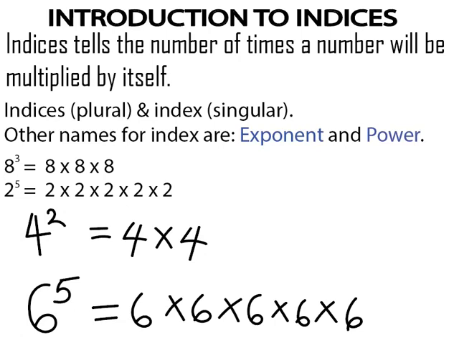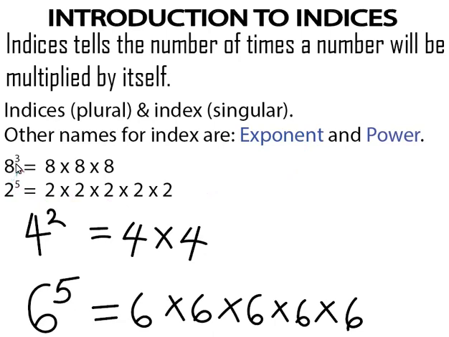I want to look at an introduction to indices, index notation. The plural form of index is indices, and the singular form is index. Here we'll get to understand that indices tell the number of times a number will be multiplied by itself. So it's talking about power or exponents. Index notation is a method of shortening the product of numbers of equal factors, or numbers that are the same.